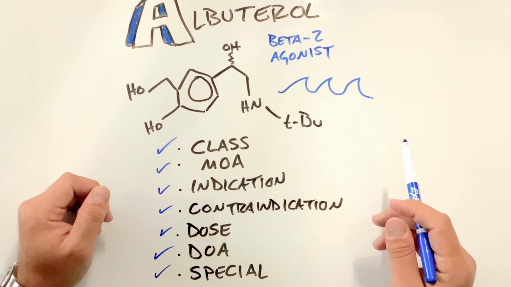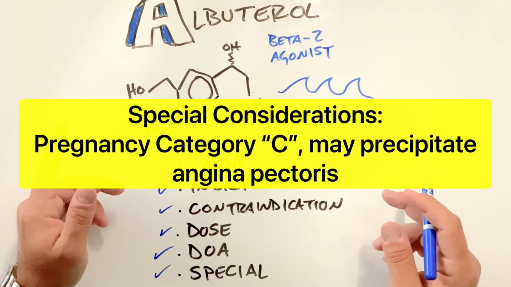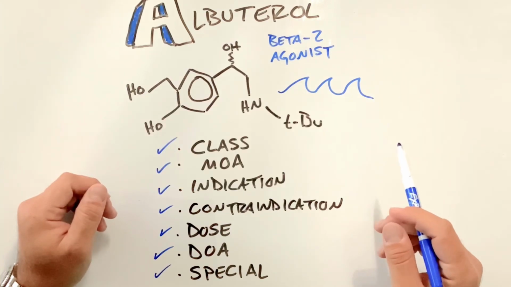And then the special items per Nancy Caroline. It's a category C for pregnancy, and it also may precipitate angina pectoris.